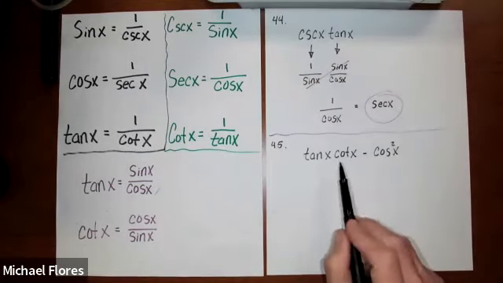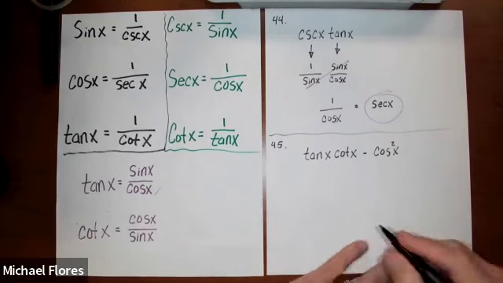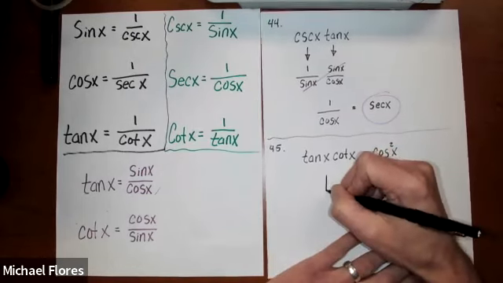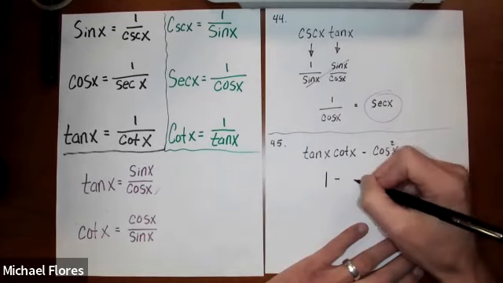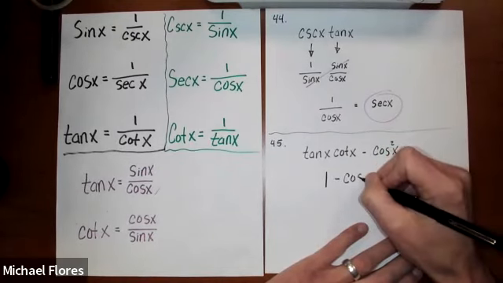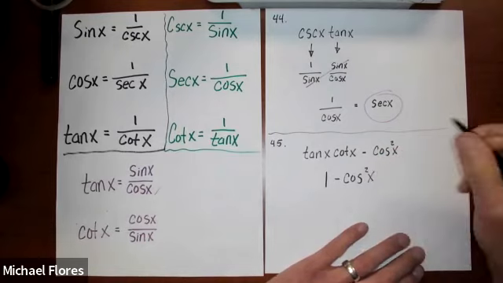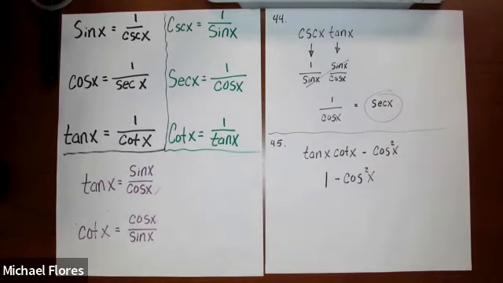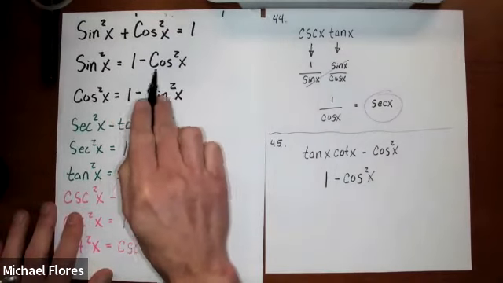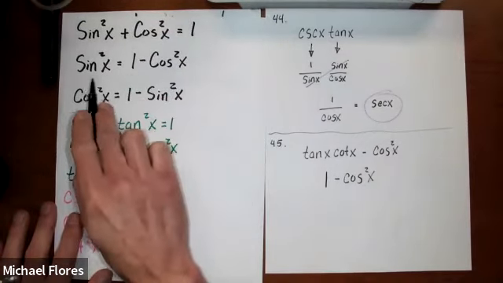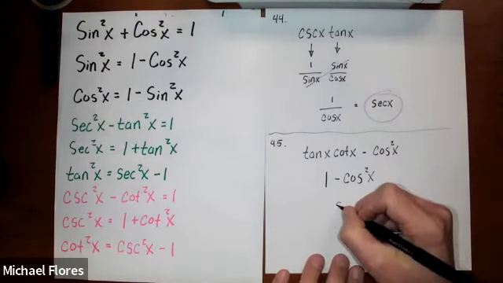(45) Now tangent times cotangent, those are reciprocals of one another, so they're going to cancel one another out. But when they cancel one another out, that leaves you with the value of 1 minus cosine squared of x, and 1 minus cosine squared of x is equal to sine squared of x.